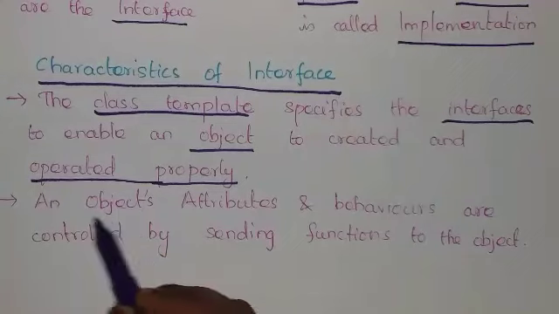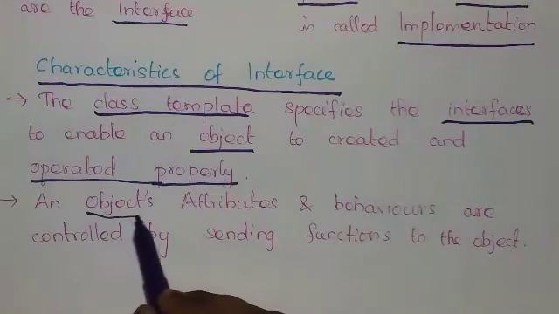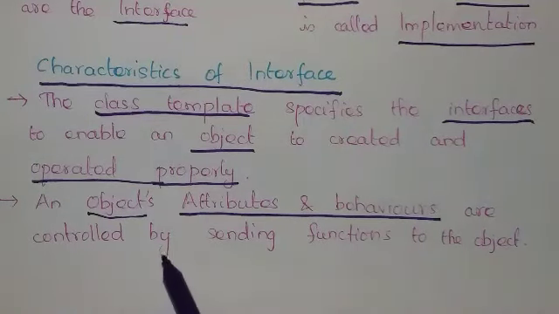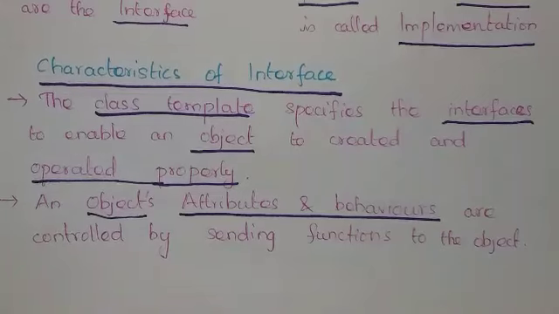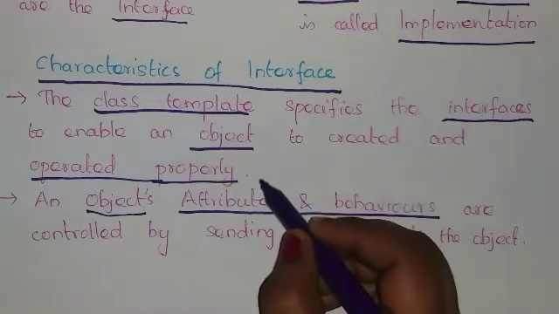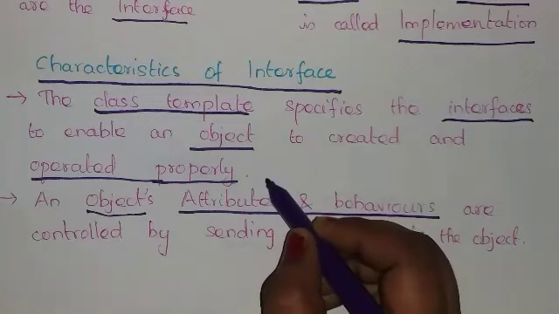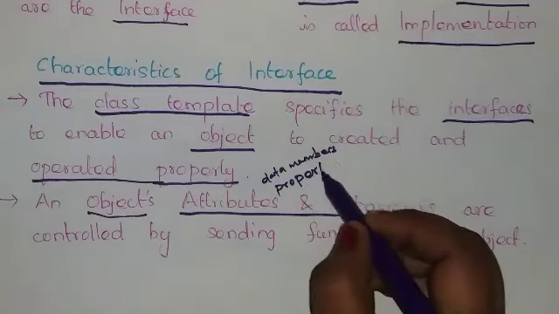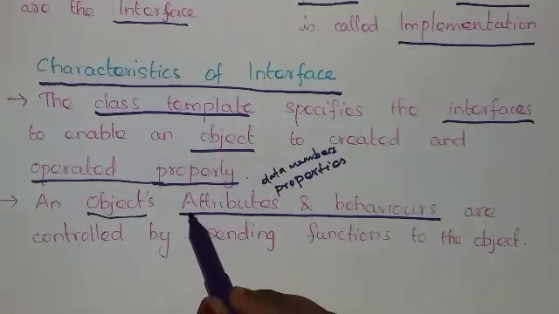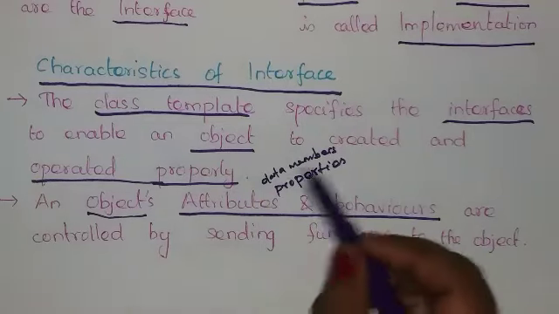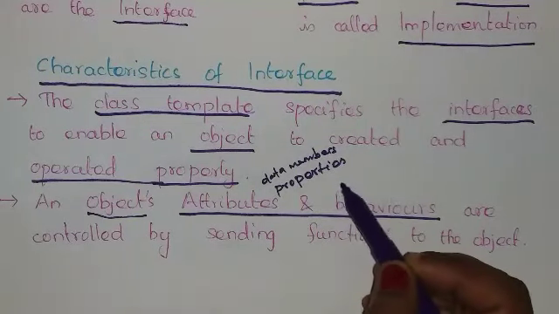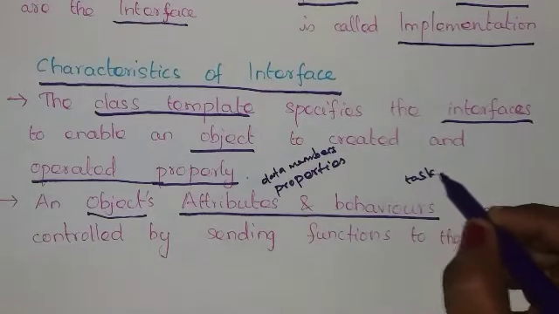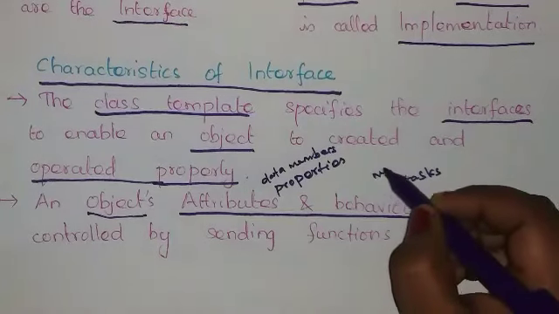Next point, an object's attributes and behaviors are controlled by sending functions to the object. Attributes and behaviors mean what? We call these attributes data members, properties and states, etc. We can call this behavior tasks, member functions.